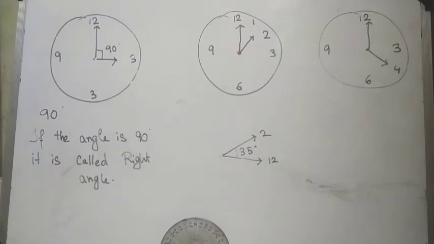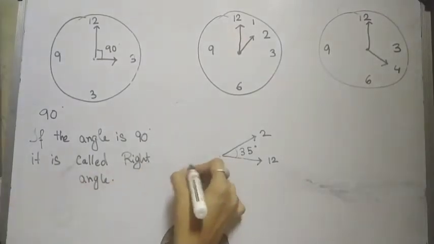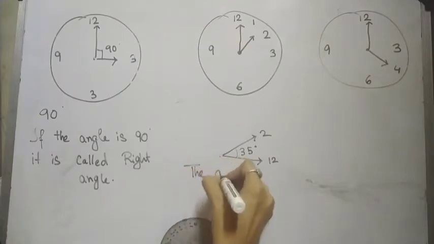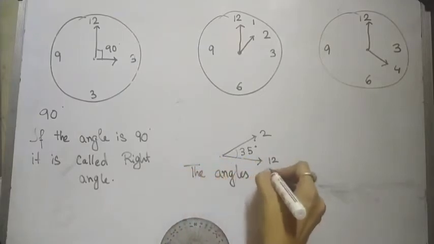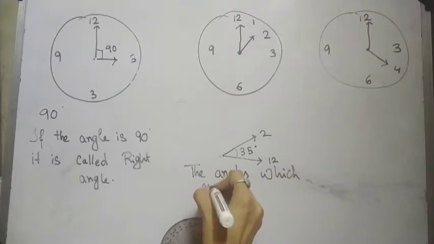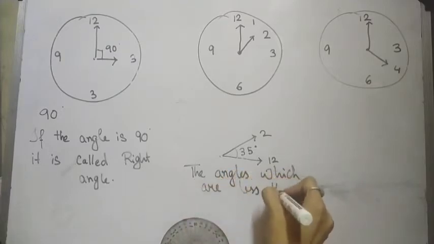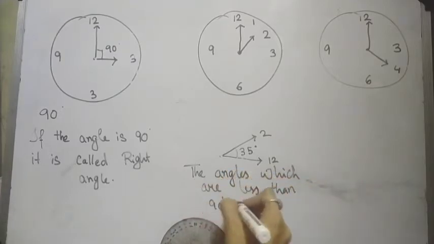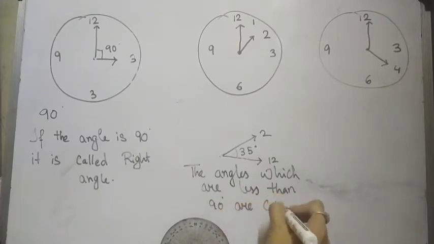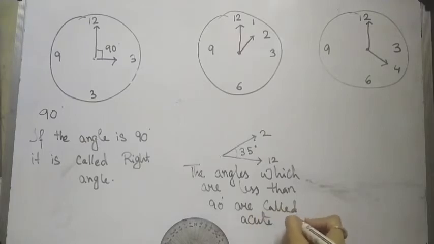Maybe you will get something else, you can get 40, 45 or something like that, but it will always be less than 90 degree. So the angles which are less than 90 degree are called acute angles. So 90 degree means right angle, less than 90 degree means acute angle.